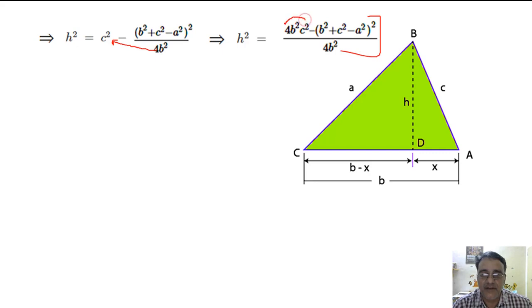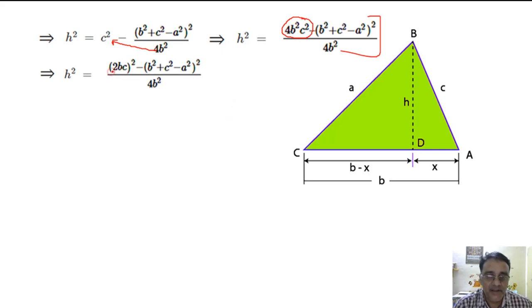Yes, sir. Now this is the perfect square. किसका square है ये? This is square of which term? 2bc. I'm asking to all of you. 2bc whole square. Okay, so we'll write like that.